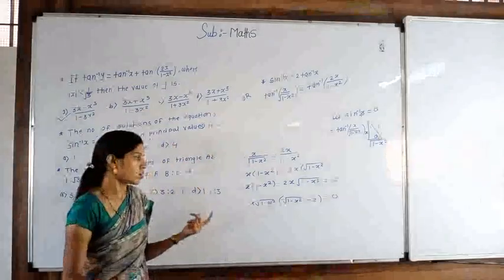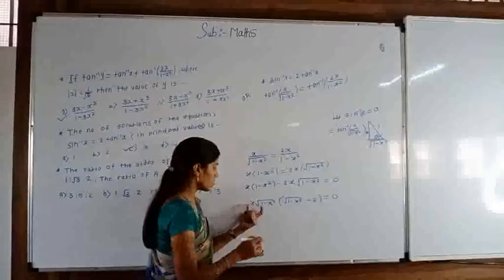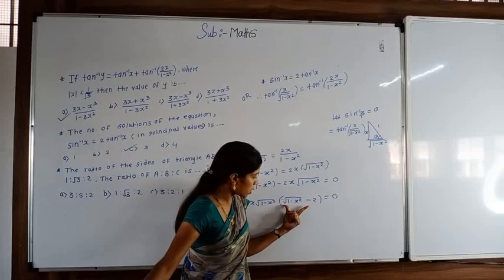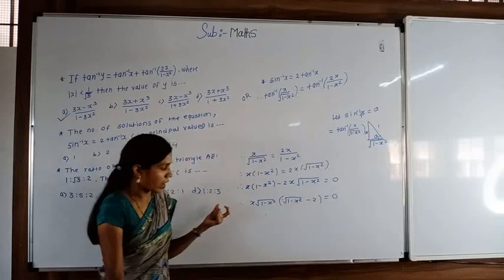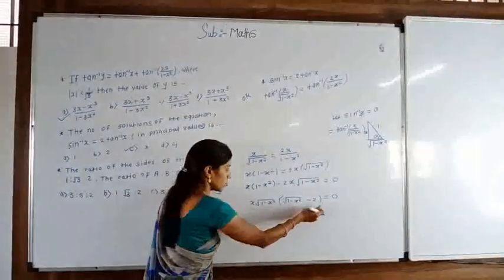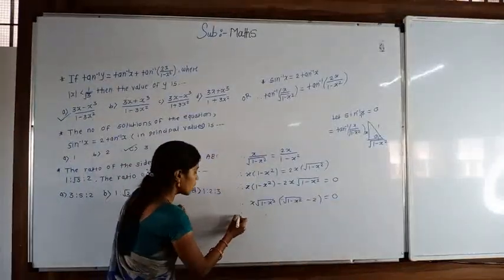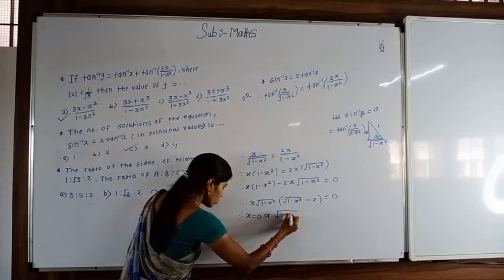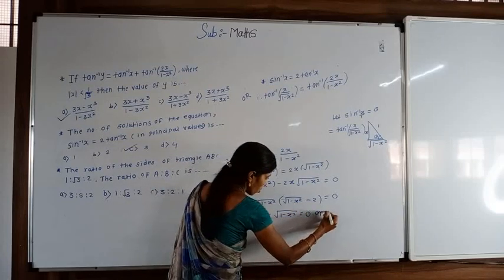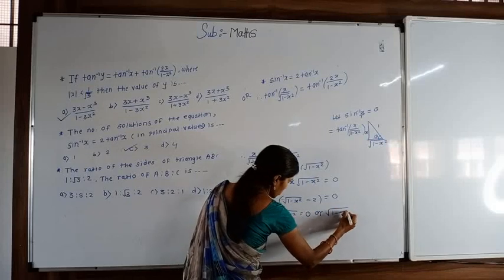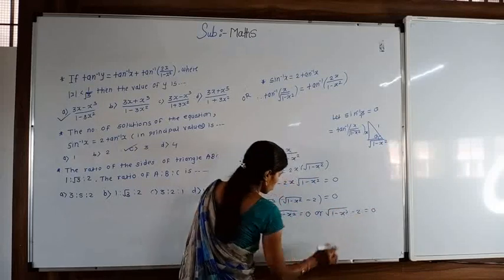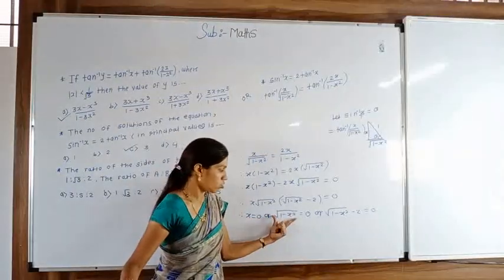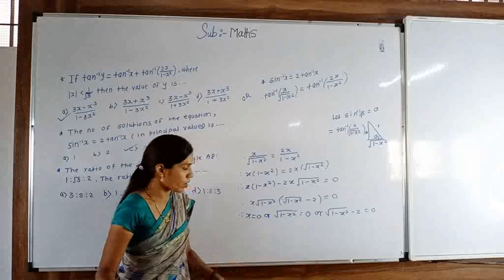Now in that case there are three terms. First is x, second is the root of 1 minus x square, and last is root of 1 minus x square minus 2, is equal to 0. And in that case the product of these three terms gives 0. So we can write x is equal to 0, root of 1 minus x square is equal to 0, or root of 1 minus x square minus 2 is equal to 0. So one of the values of x is 0. After solving these equations we have to find the remaining values.